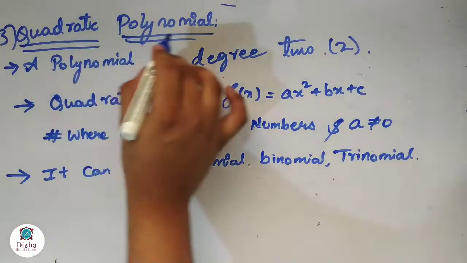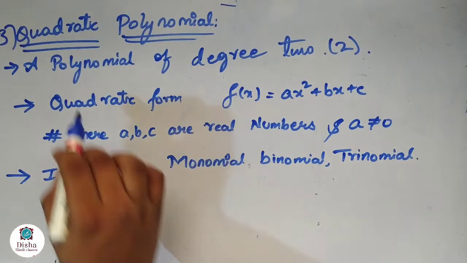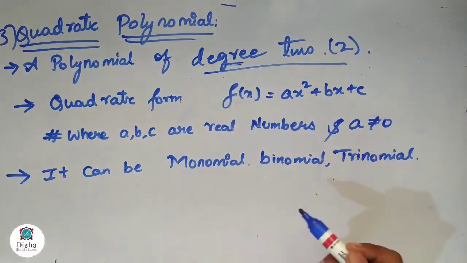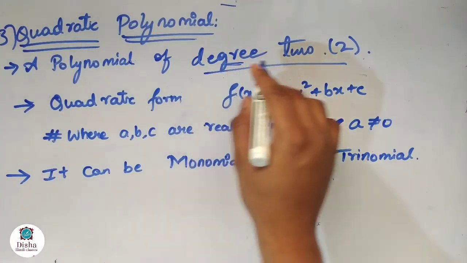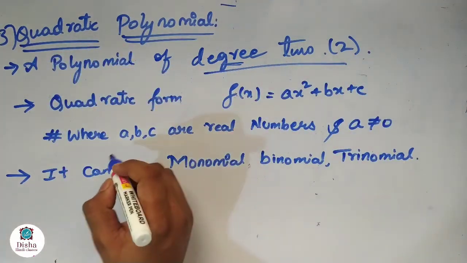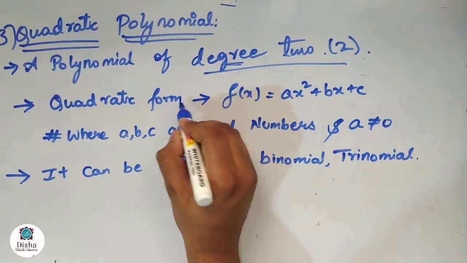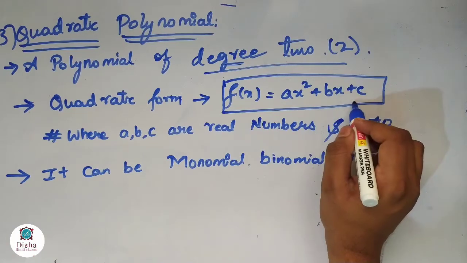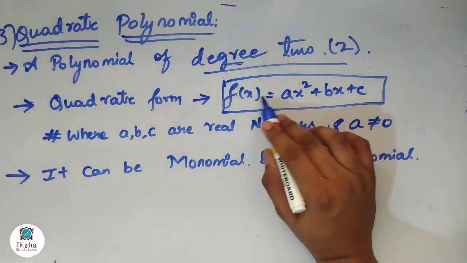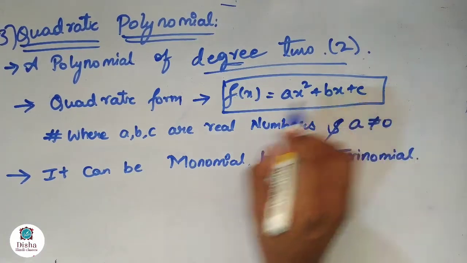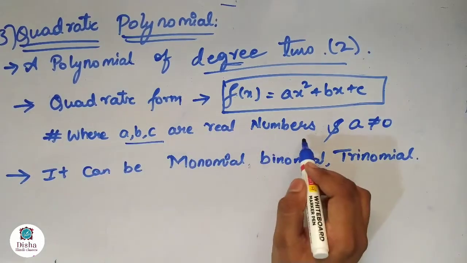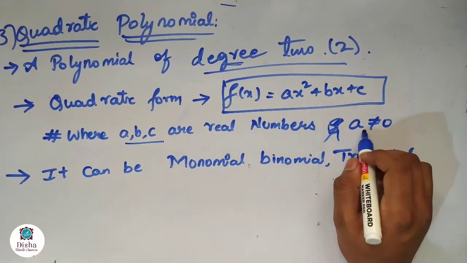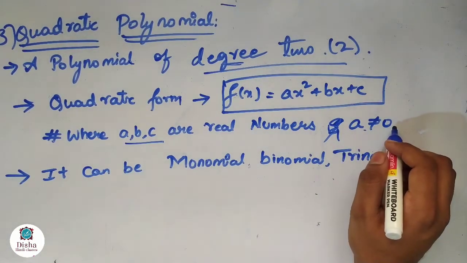Quadratic polynomial. The third one is the quadratic polynomial, a polynomial of degree 2. Degree means the highest power of the algebraic expression. So a polynomial of degree 2 is known as a quadratic polynomial. The quadratic form is f of x equals ax square plus bx plus c, where a, b, c are real numbers and a is not equal to 0.